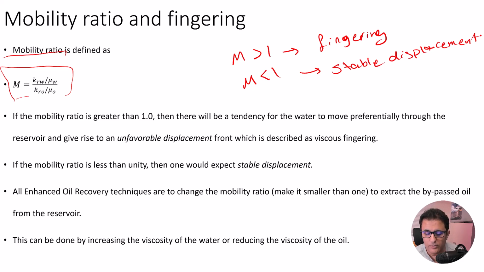Here is another question: how can we produce the residual oil from the reservoir? If we look at the concept of mobility ratio, then we can answer this question. We should make the mobility ratio smaller than 1. How can we do that? Either by increasing the water viscosity or decreasing the oil viscosity.